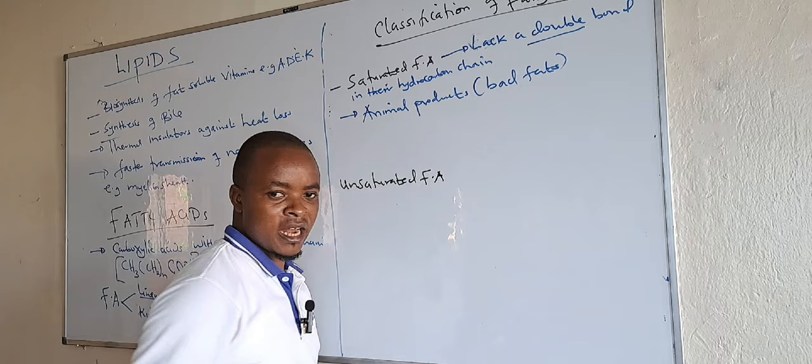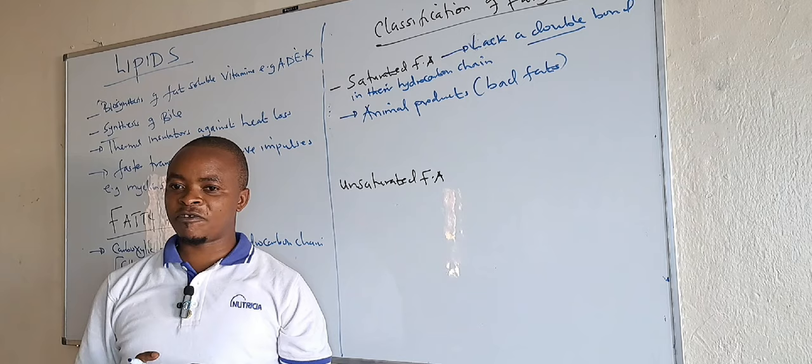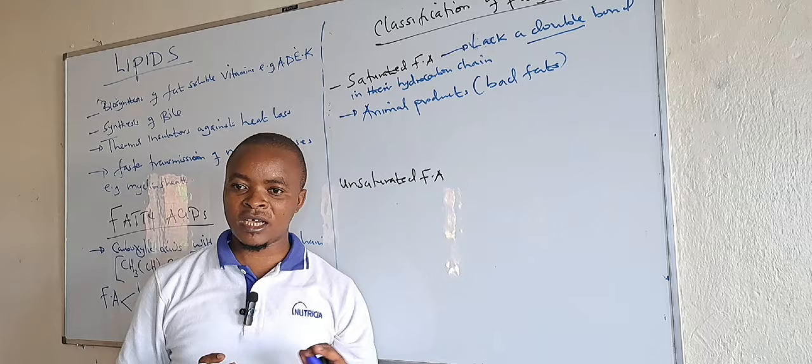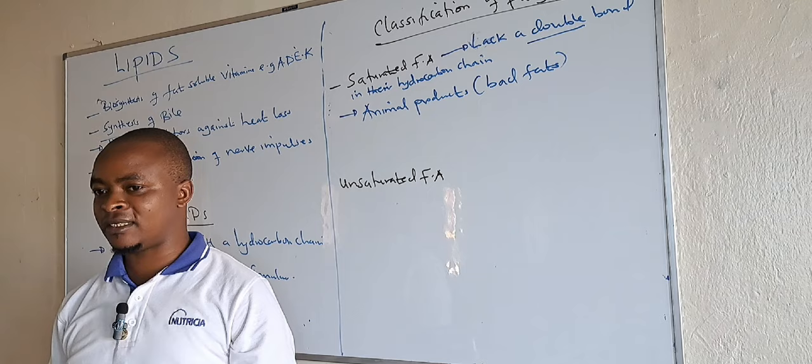Fats from animal products, like ghee, like butter, like the meat we eat, any oil from the plant or from the animals has saturated fatty acid. That's why in our diet we should make sure we eat more of the plants than the animal fat, because animal fats are not good, they have much of the LDL.